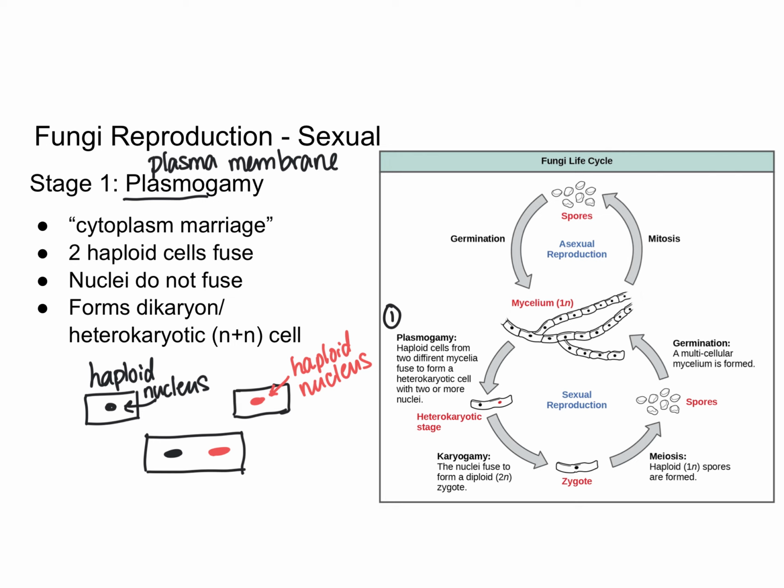And this is called a dikaryon. Di means 2, and this prefix of kary or karyo is related to nucleus. So essentially it means 2 nuclei. And remember that these nuclei are both haploid, so they only have one set of chromosomes each. This dikaryon can also be known as a heterokaryotic cell.